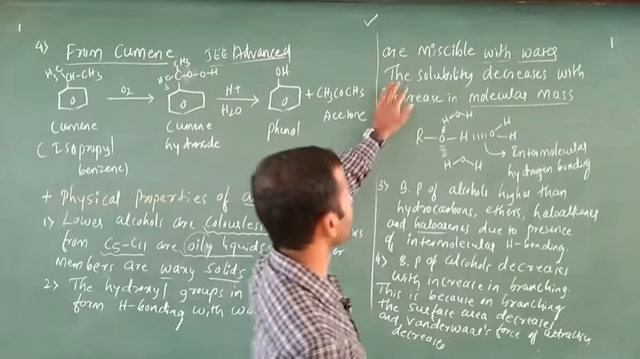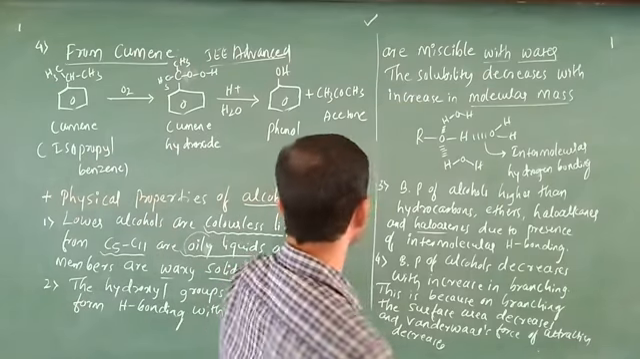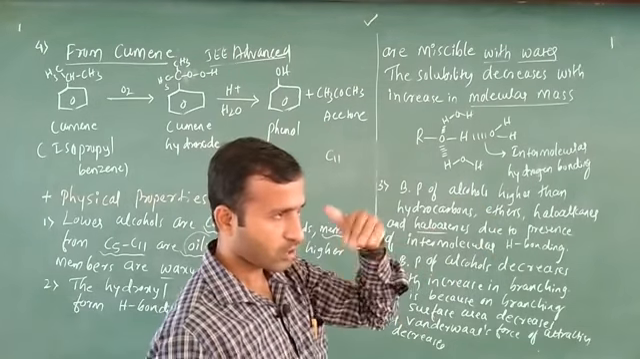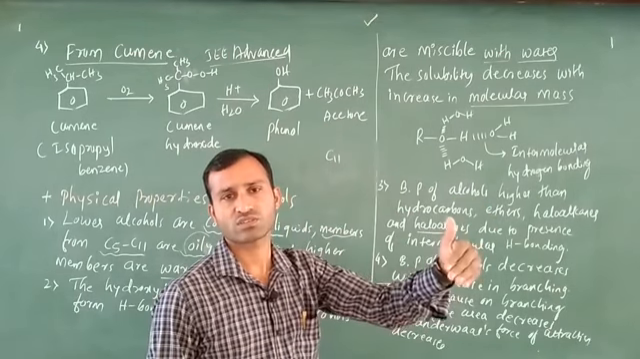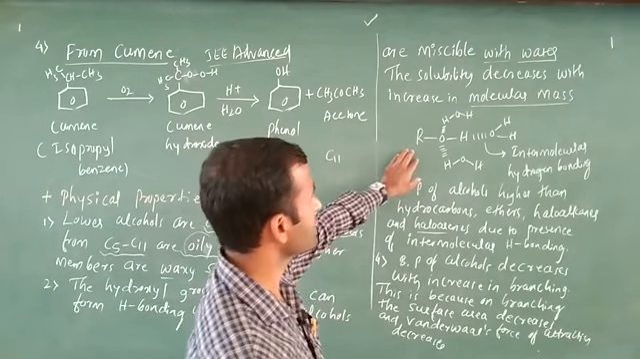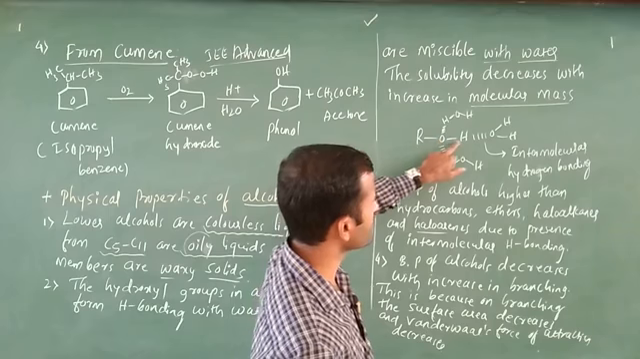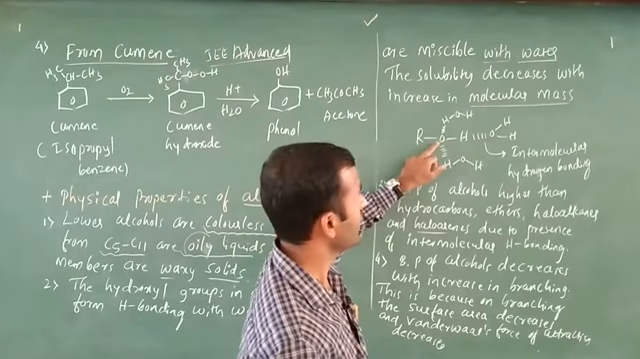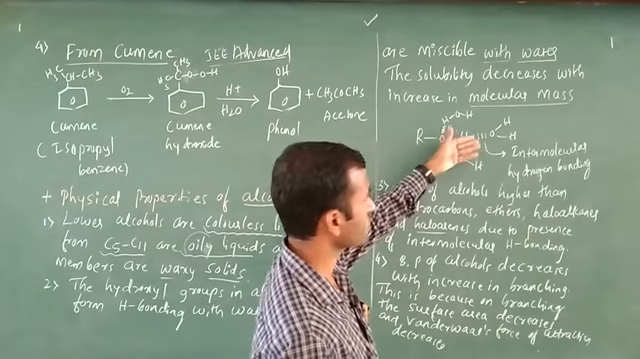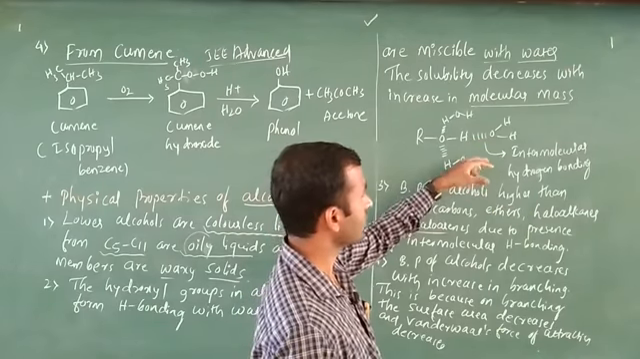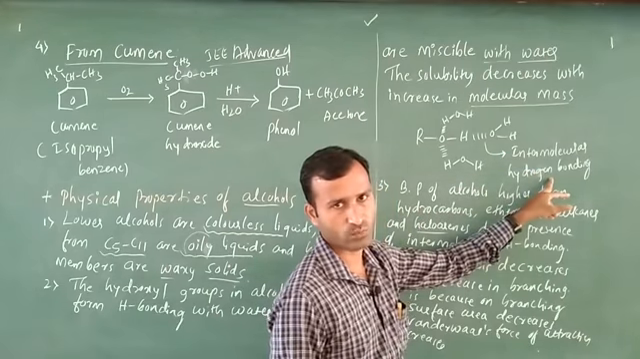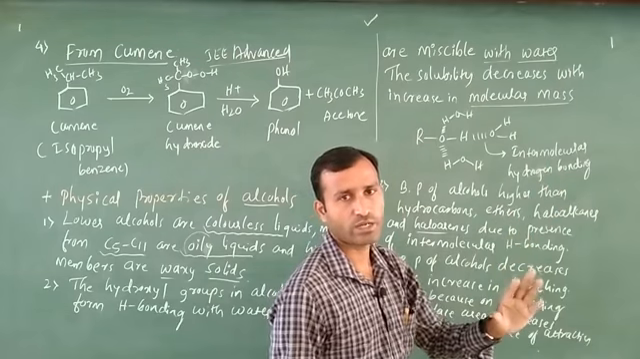The next one is the continuation of that point: the solubility decreases with increase in molecular mass. When the alcohol's molecular mass increases, automatically solubility decreases. Here, ROH is alcohol. When alcohol is dissolved in water, the product formed is miscible. Why is it miscible? Because of intermolecular hydrogen bonding. This is the most important point, intermolecular hydrogen bonding.